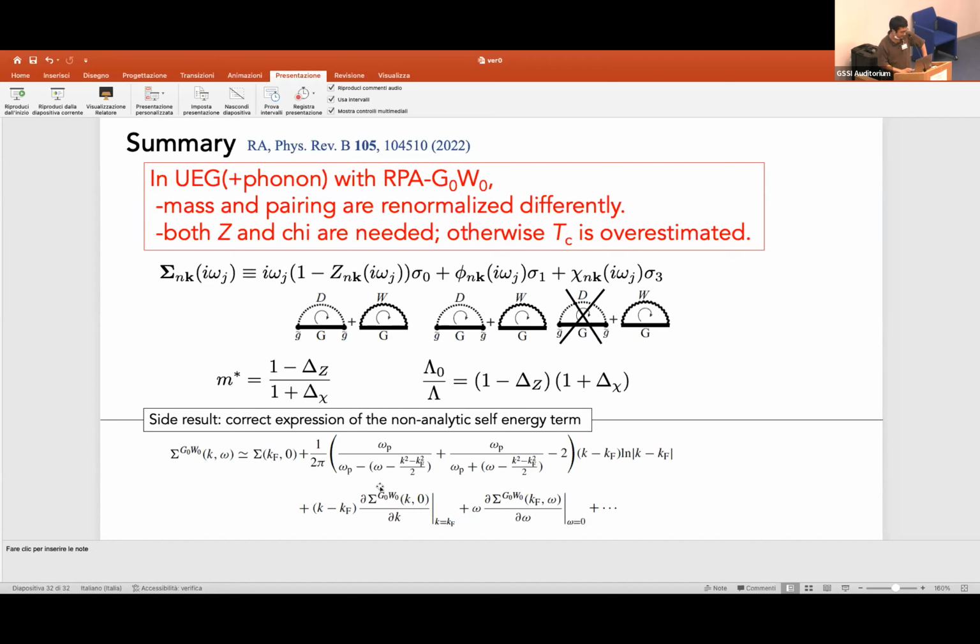And finally, let me also mention a side result in this paper. Here I derived the exact analytical expression of a singular term in the RPA self-energy. Although it is trivially known that this has a component of order k log k near the Fermi level, to my knowledge, it would be the first time that we see the exact expression.